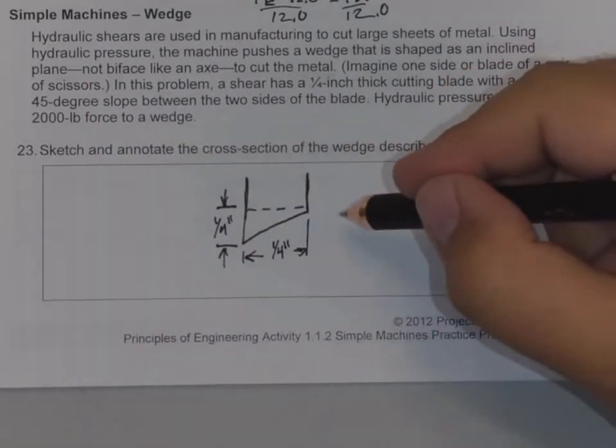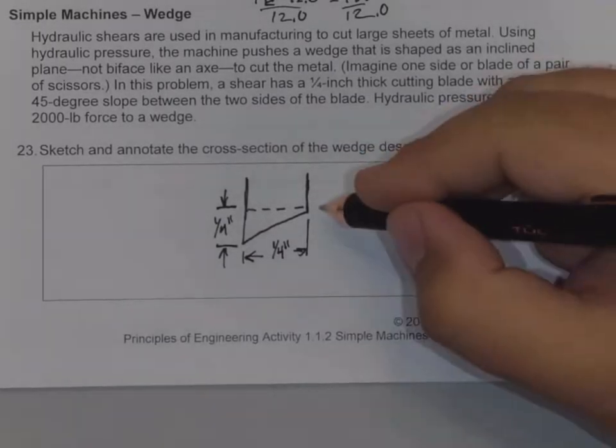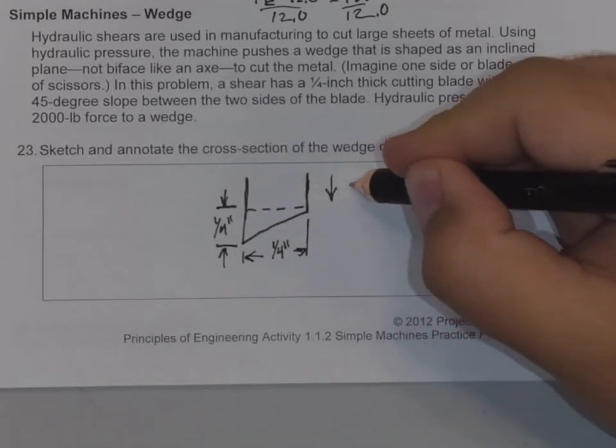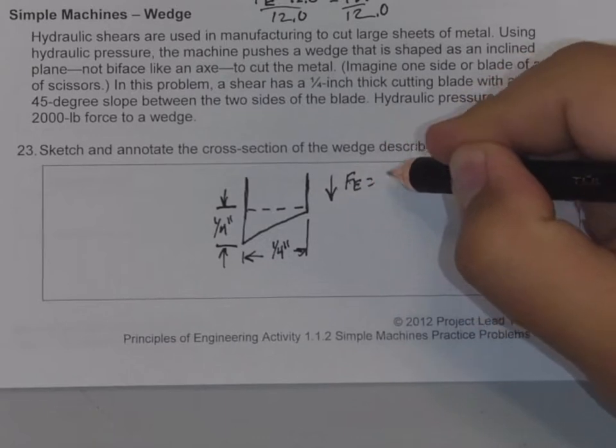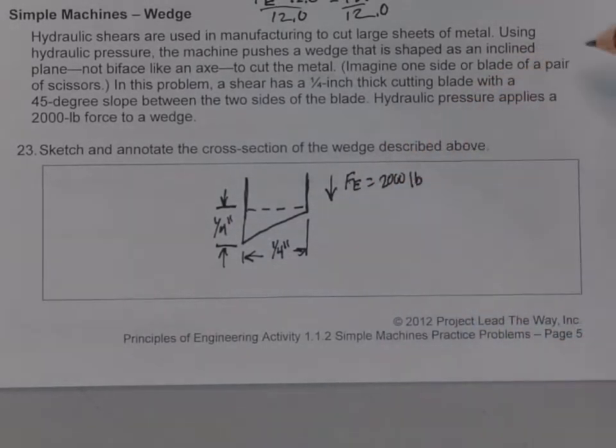And here it has a 45-degree slope, so that's the 45 that we have being represented by the angle. And then they're also providing an effort force of 2,000 pounds, to be able to push down to cut those large sheets of metal. So there's what our sketch would look like to help us answer some of the questions.